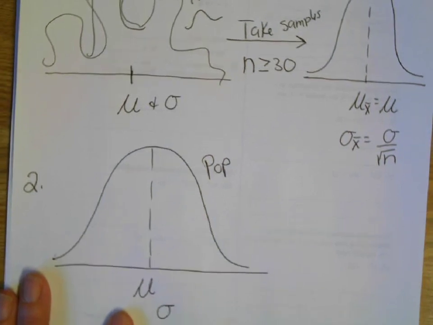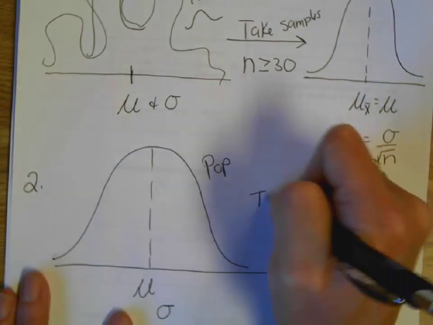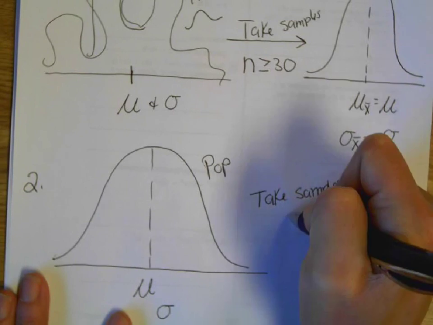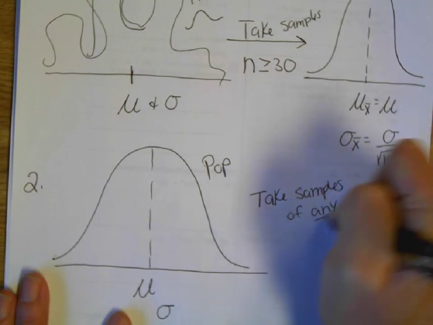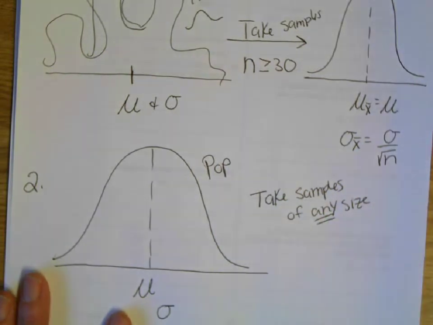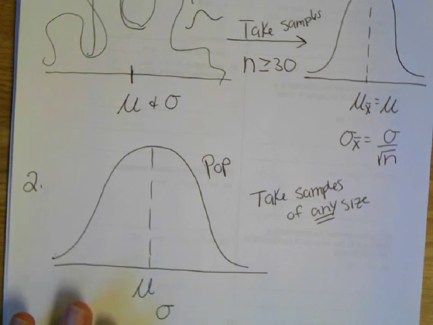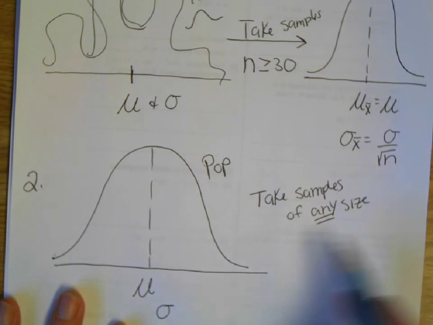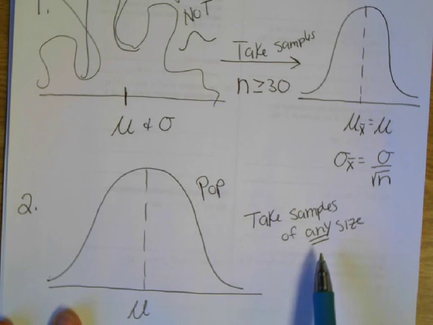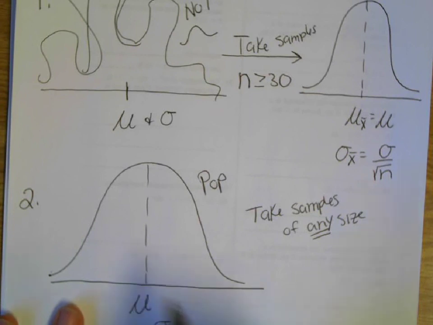You can take samples of any size. So you don't have to hit that magic number of 30. You can take samples of 5 or 3 or 2 or 18. You can still do more, because if it's more than 30, it's automatically going to be normal. So you can take any size smaller than 30, and you're still going to get a normal distribution. And the difference is, it's going to have the exact same mean, but a smaller standard deviation.